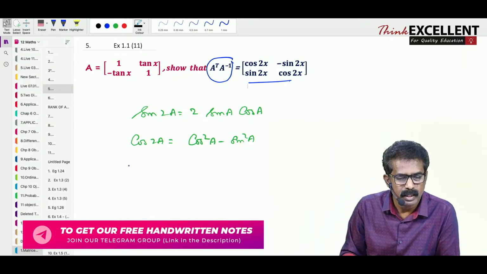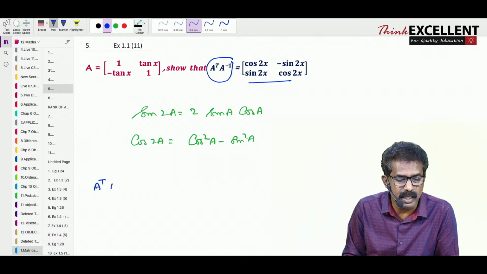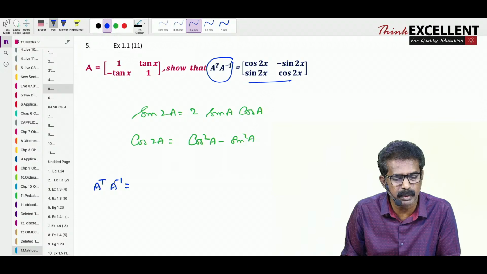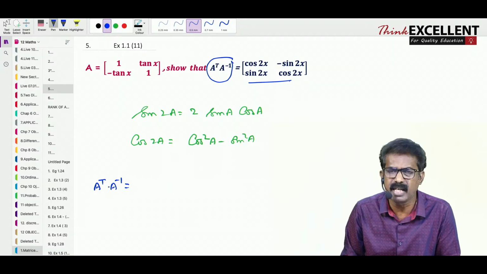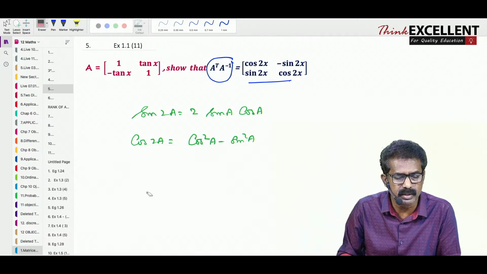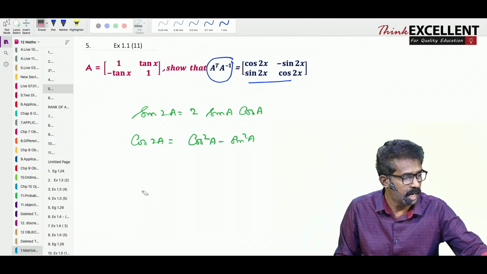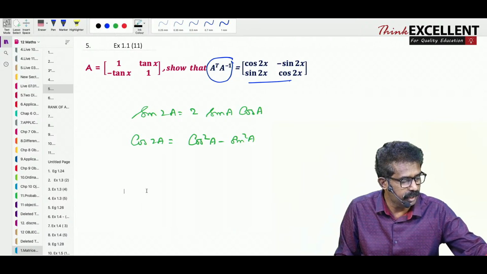Okay, now listen, I'm starting with LHS, that is A transpose into A inverse. A transpose into A inverse. A transpose can be written in one line, but A inverse is needed, so let us find that, then we do this. First you find A inverse. To find A inverse, the formula is 1 by determinant A into adjoint A, right? 1 by determinant A into adjoint A.